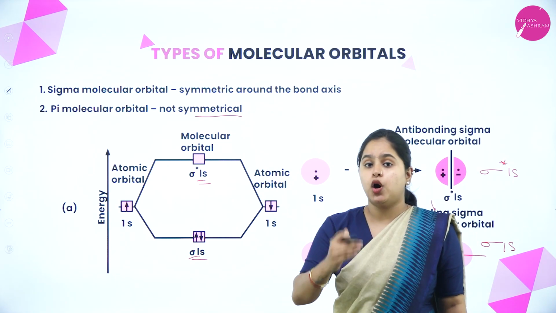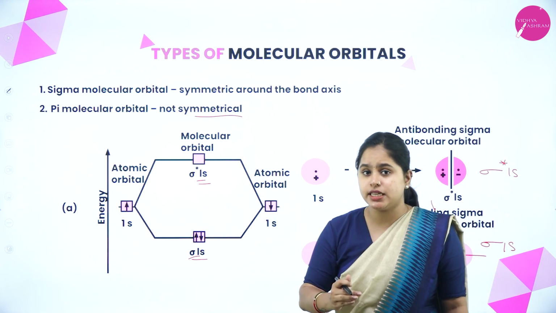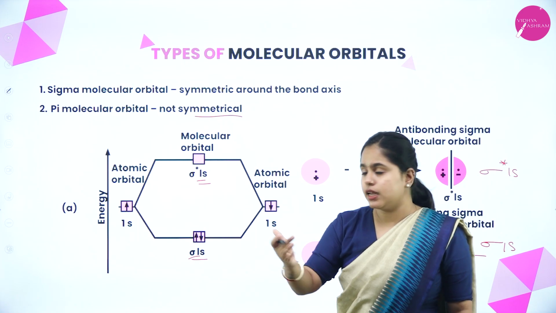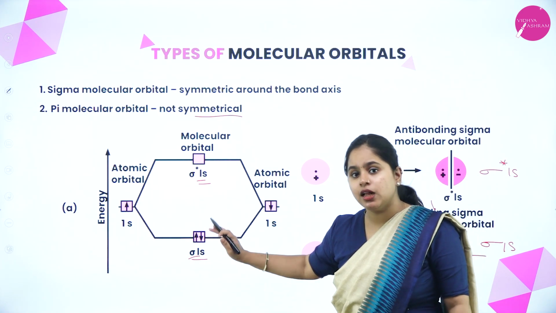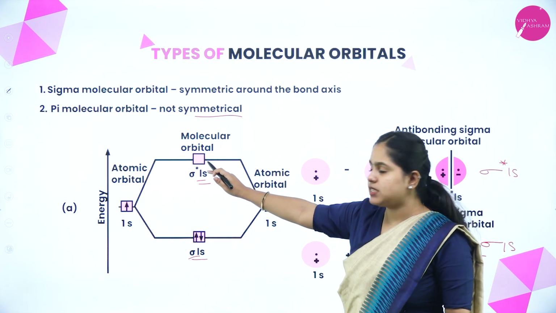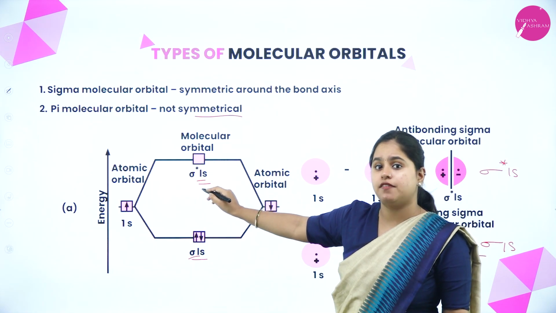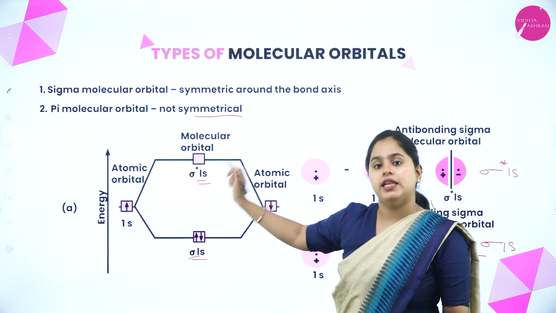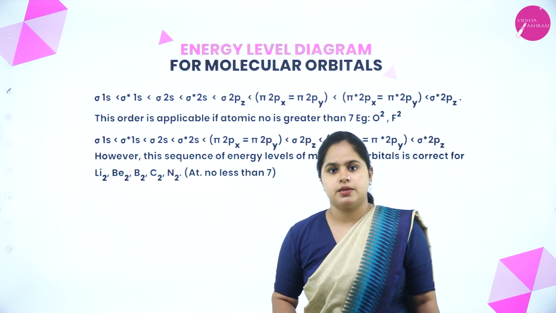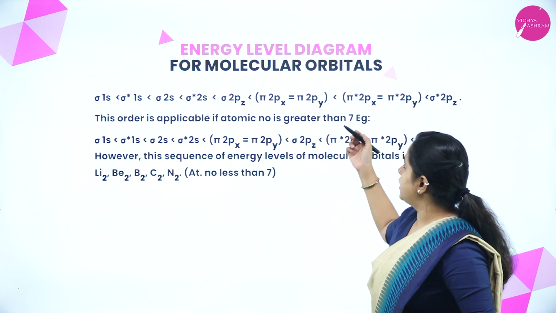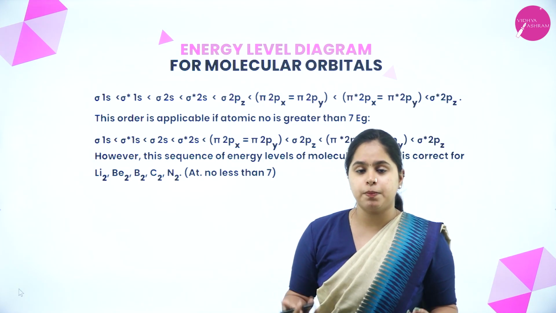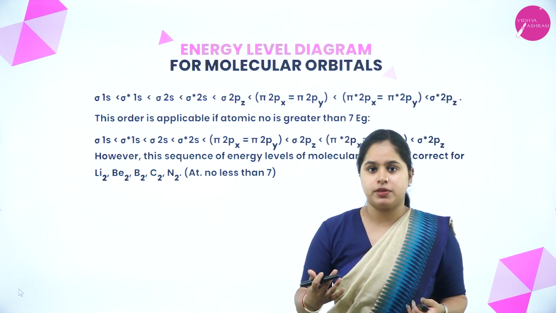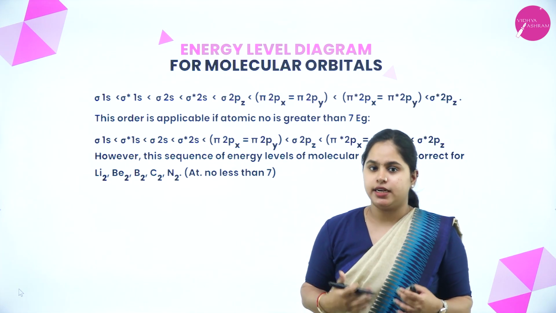We studied that the bonding molecular orbital has less energy and high stability, right? That is why sigma 1s, the BMO or bonding molecular orbital, is placed below, and sigma star 1s is placed above because it has high energy and less stability. Clear? Now let's move on to the energy level diagram for molecular orbitals. We are going to see how we can represent the molecular orbitals using a molecular orbital diagram.